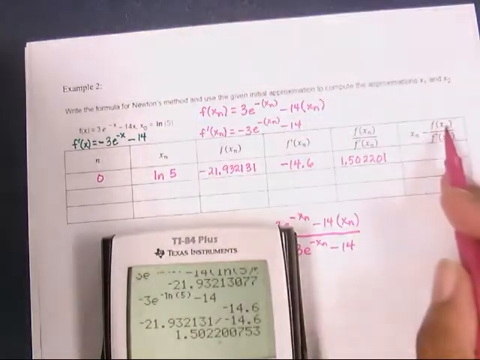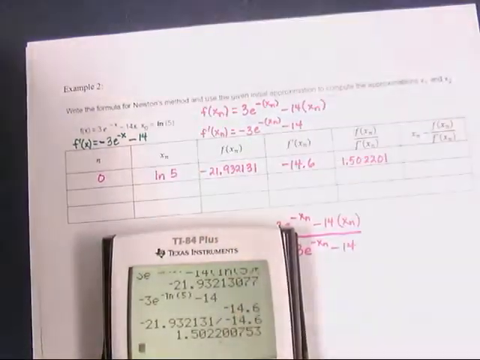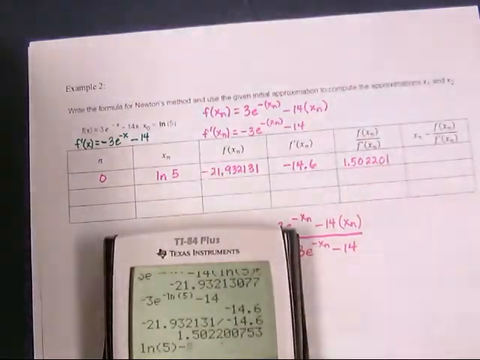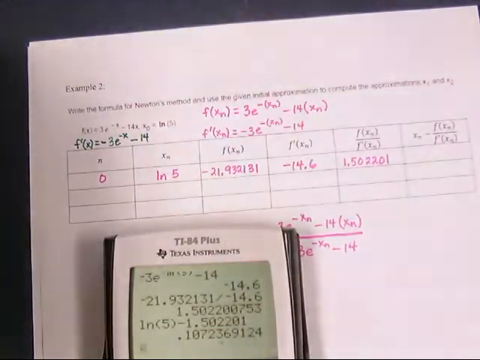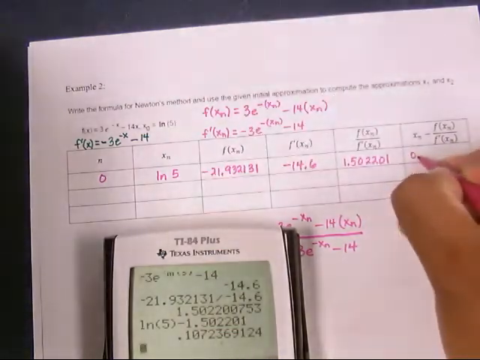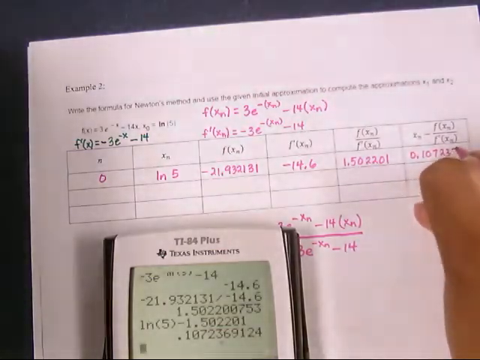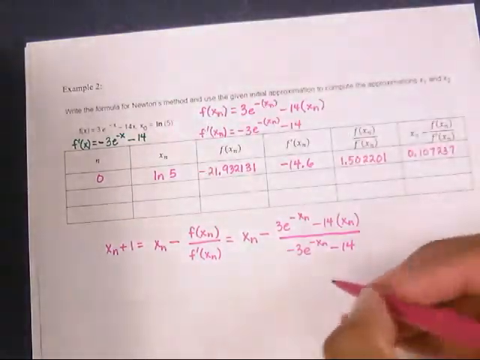And then for the x sub n minus that quotient, I'll take this number subtracted from what x sub n is. Okay? So your x sub n, that's going to be ln of 5, close parentheses, minus this decimal value right here, 1.502201. And this will be 0.107237, rounded to 6 decimal places. So that value right there represents what x sub 1 is going to be.